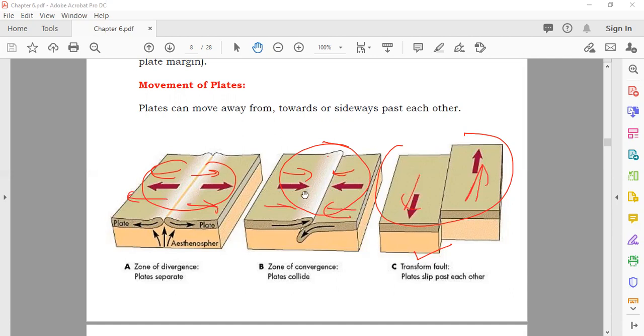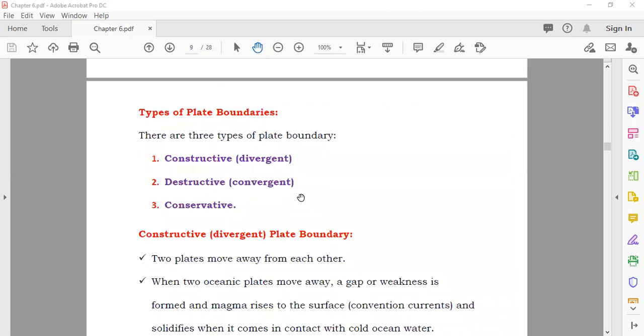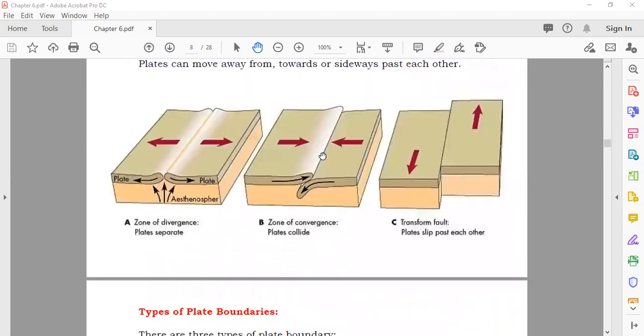Now we'll see in more detail. Now these plate boundaries, which plate boundaries? These ones. This is also a plate boundary. Plate boundary means where two plates meet each other. So this part is known as plate boundary. Here they meet each other, also known as plate boundary. Here also they meet or slide against each other, that's also known as plate boundary. So now you can divide these plate boundaries into three categories. What are they? We'll see now.